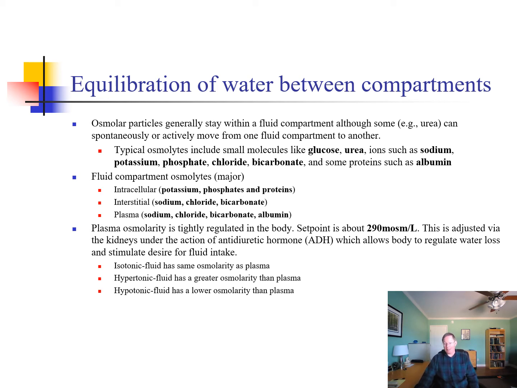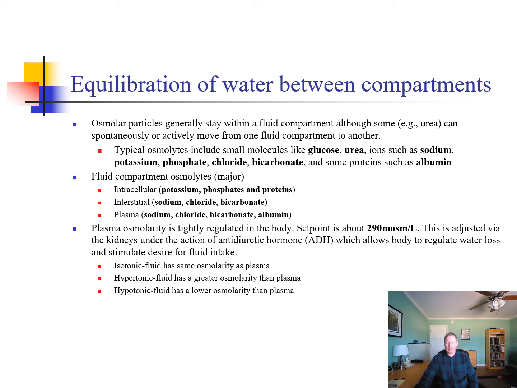They can be ions, as I've mentioned: sodium, phosphate, potassium, chloride, bicarbonate, as well as proteins. The one that I mentioned in particular was albumin. Now this plasma osmolarity is very tightly regulated in the body. We have a set point in our brain of about 290 milliosms per liter. And I adjust this under the action of antidiuretic hormone, which is released from my pituitary gland.